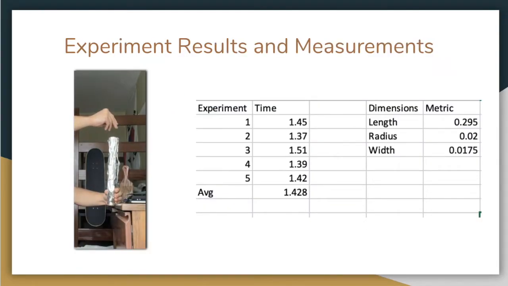Here are some experimental results and the measurements I had for my lab. As you can see in the video to the left, the magnet falls straight through. As for the experimental times, the average was 1.428 seconds. And the dimensions of the tube are shown to the right, which are important in calculating the computational model of the experiment.